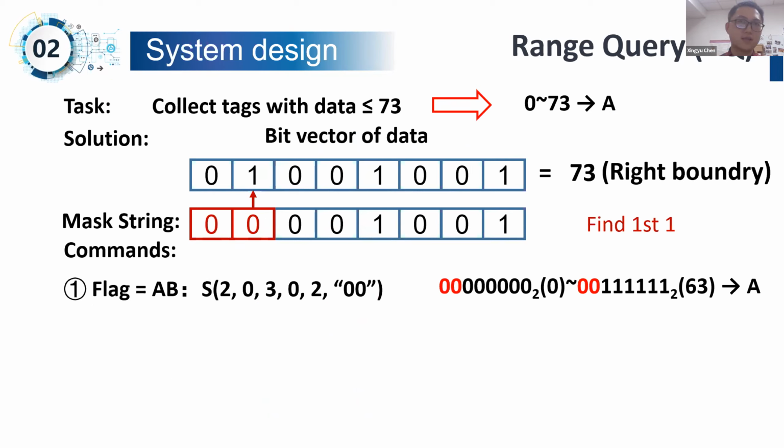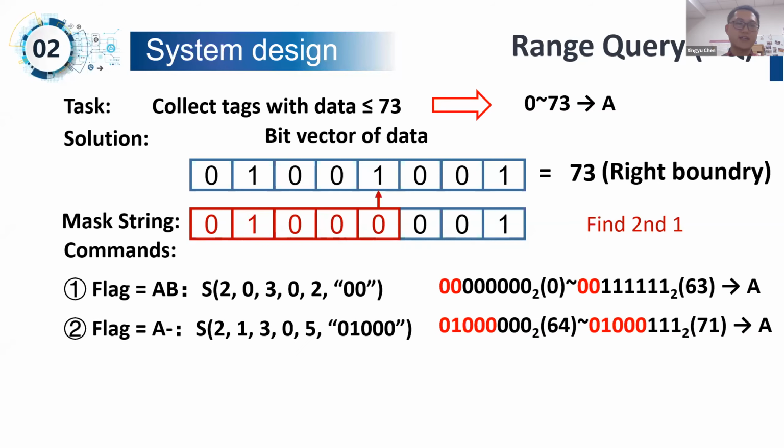For example, suppose we want to collect tags with data below 73. The bit vector of the upper boundary is given as follows. As we can see, we first find the first one, and then we take the left 1 bit before the first one together with a 0 as the bit mask to choose tags. As we can see, the tags ranging from 0 to 63 are set to A.